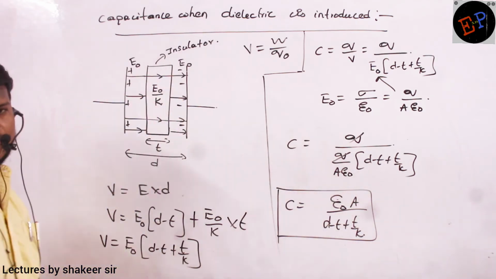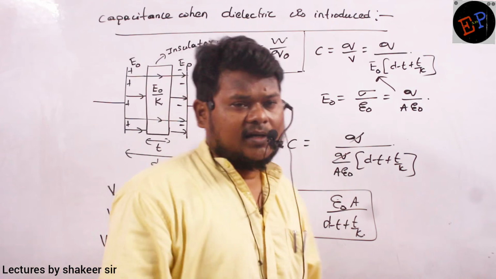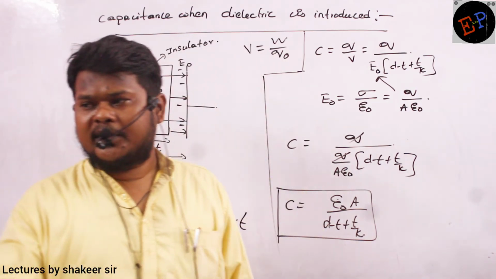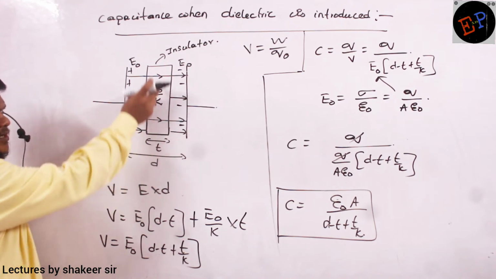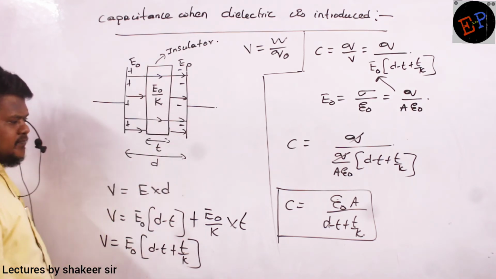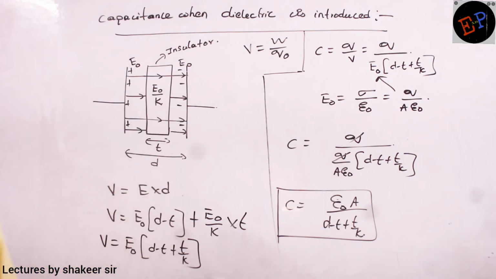This is my equation to calculate capacitance when a dielectric of thickness T is introduced. What is meant by T here? T means the thickness of the dielectric. So D minus T plus T by K, that is the equation. Have you understood?